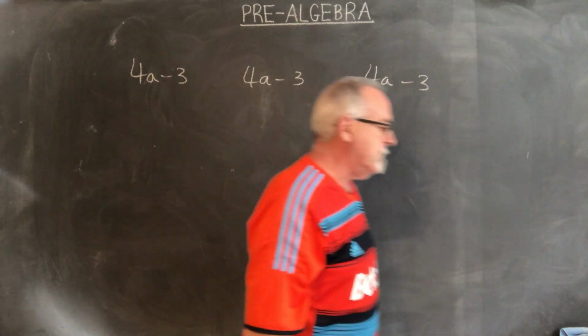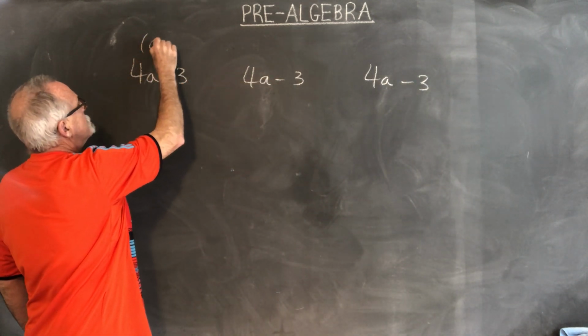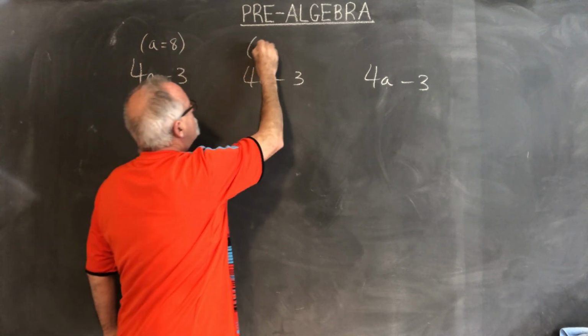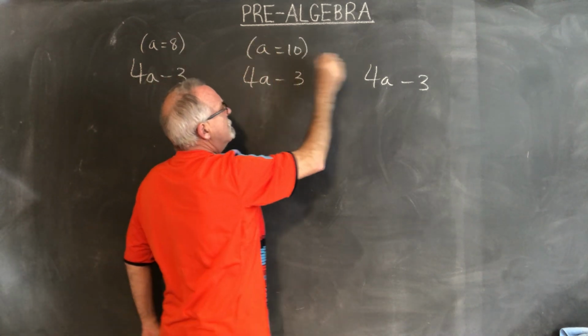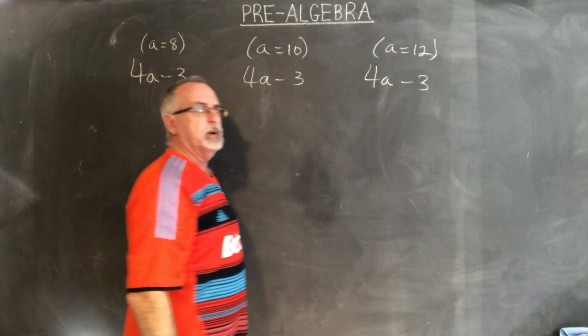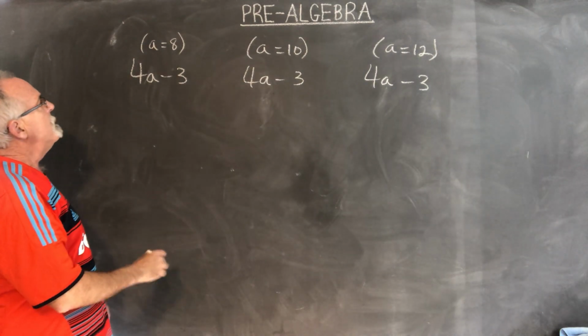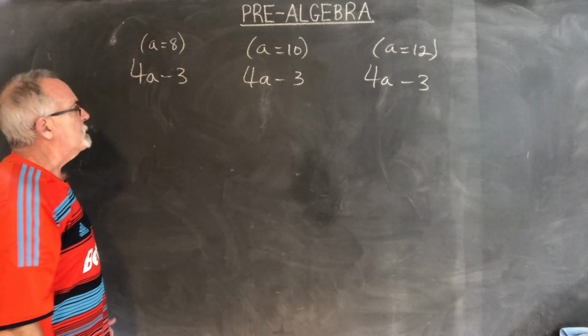How about if a is equal to 8 or 10 or 12? If a is equal to 8, or if a is equal to 10, or if a is equal to 12, we want to evaluate this expression. Does it have to be 3 times? No. It could be 27 times or just 1 time. But 3 times gives us a bit of practice.